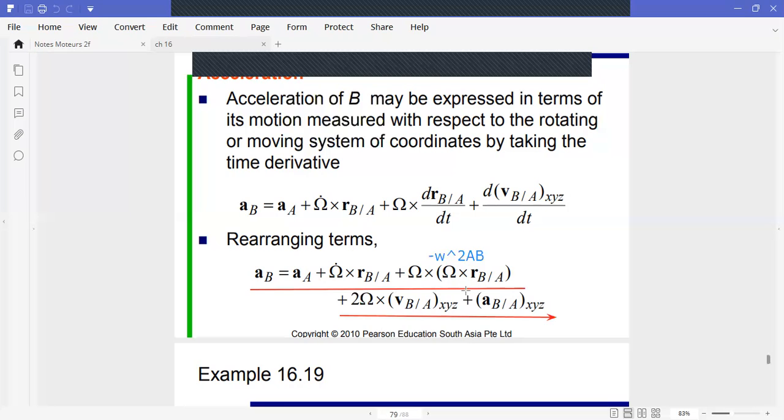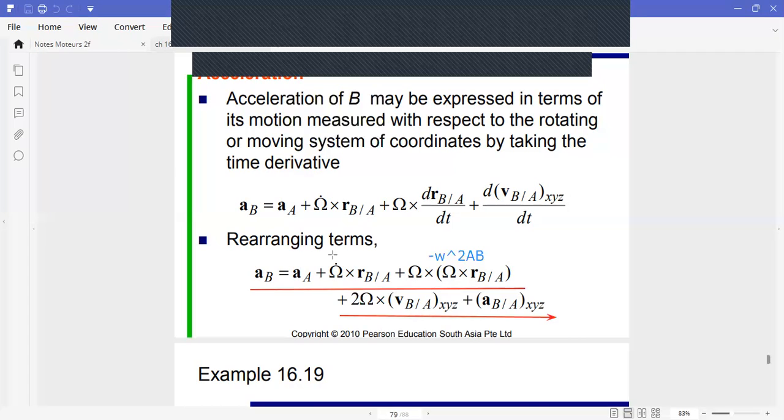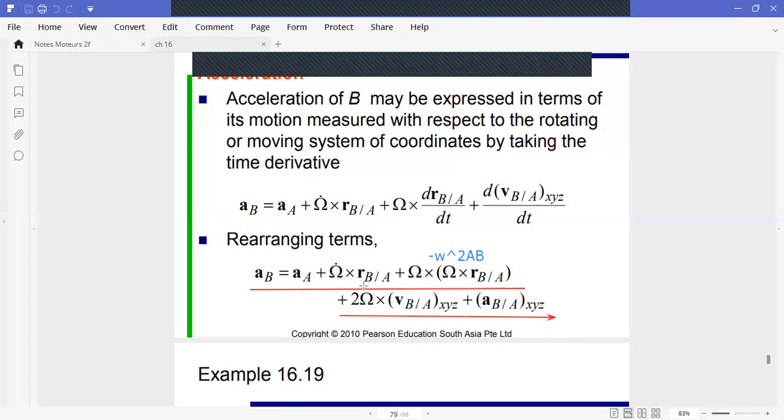Now, to understand better how you apply these formulas, we will do an example. Any questions until here? I know it's a little bit complex, but once we do a problem, I think you will understand.